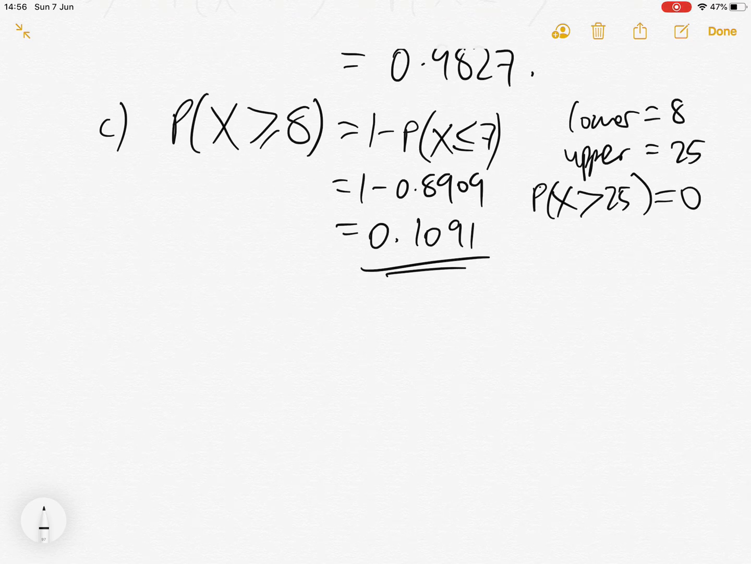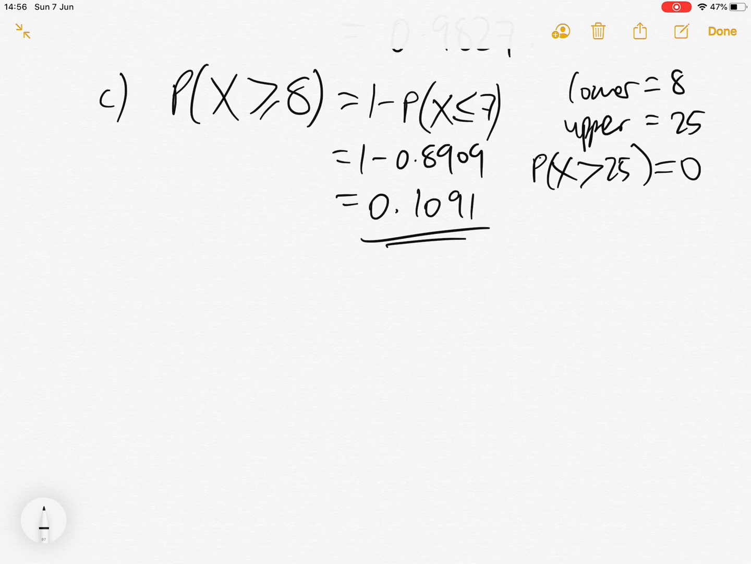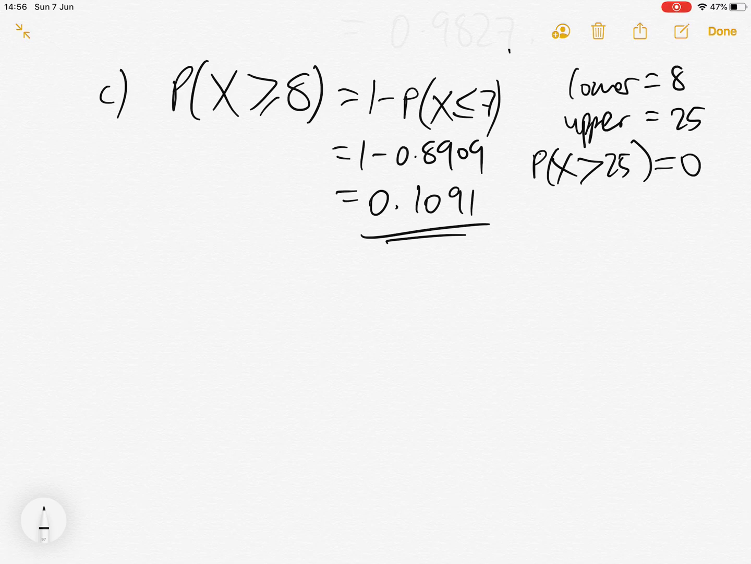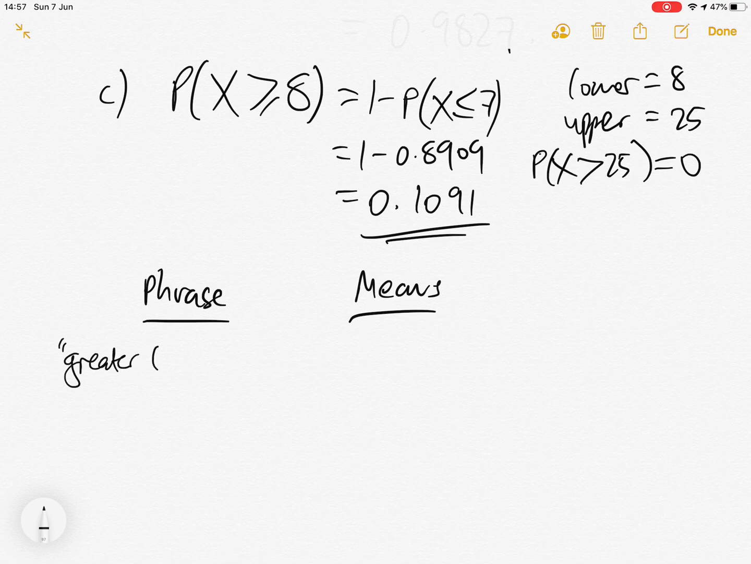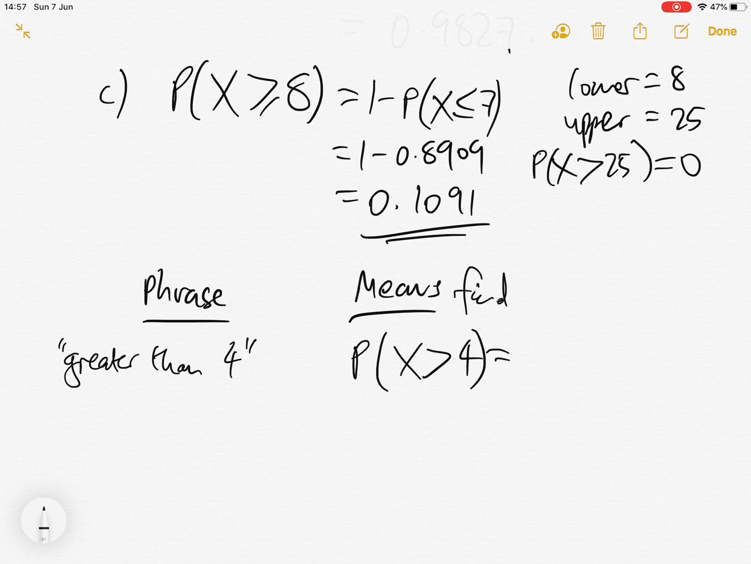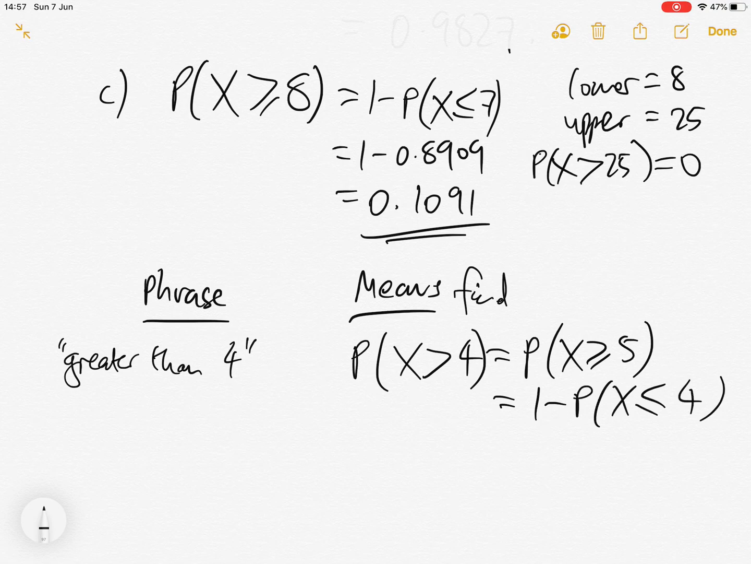And the other thing to be careful of is wording in questions. So sometimes the way the question is worded, you first have to think about what it actually means. So there's a nice summary in the book presented in a table. If you see the phrase greater than, for example, 4, this means you need to find probability x is greater than 4, which is the probability x is greater than or equal to 5, or 1 minus probability x is less than or equal to 4.